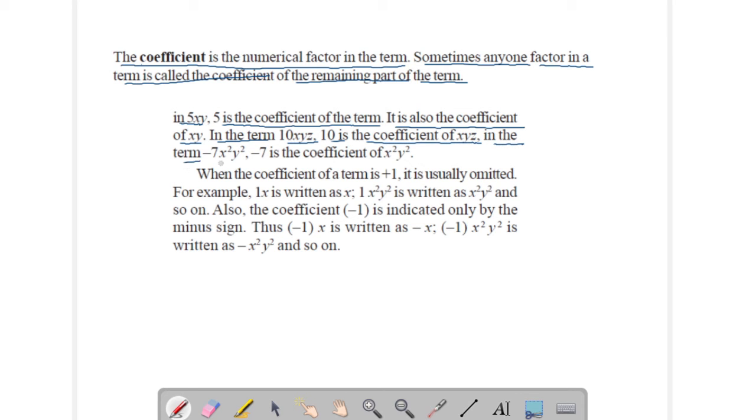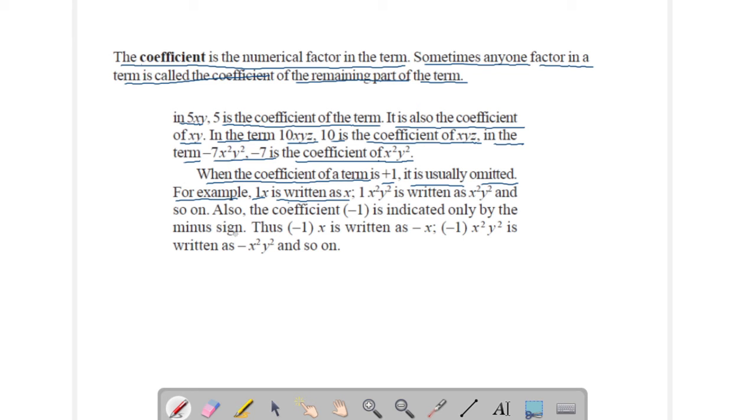In the term minus 7 x square y square, minus 7 is the coefficient of x square y square. When the coefficient of a term is plus 1, it is usually omitted. It is not written. For example, 1x is written as x. What is the coefficient of x? It is 1, because 1 is omitted. It is not written with the variable.